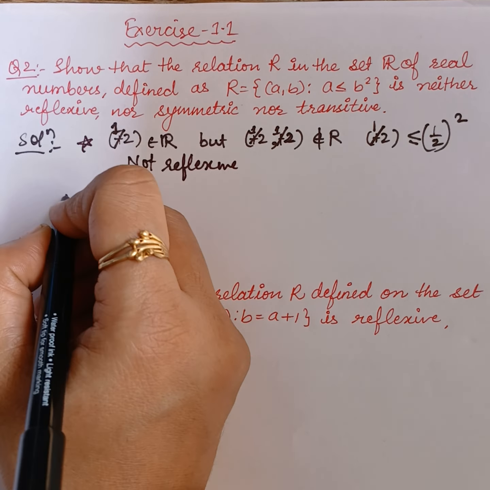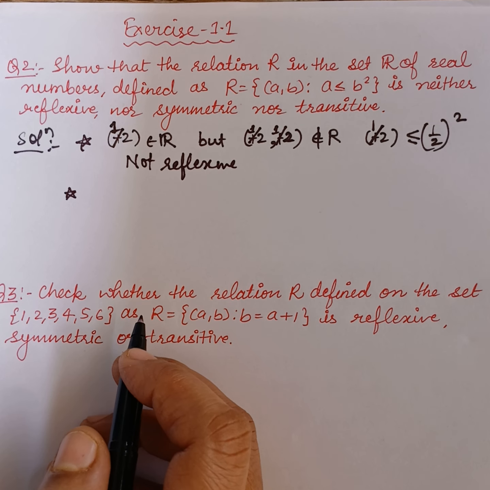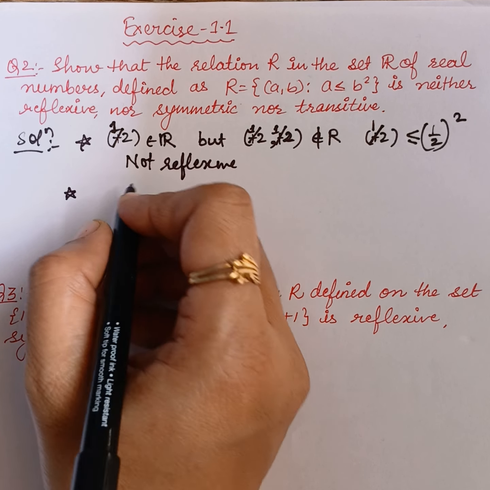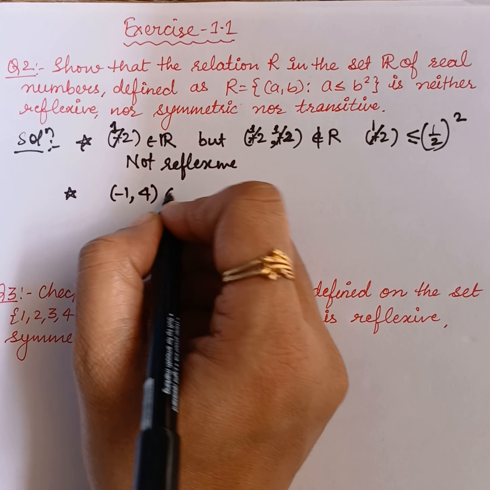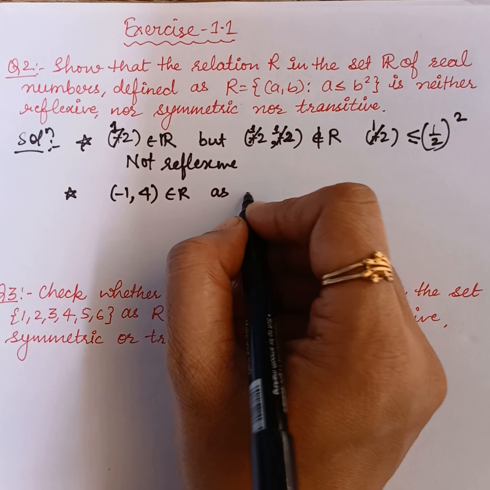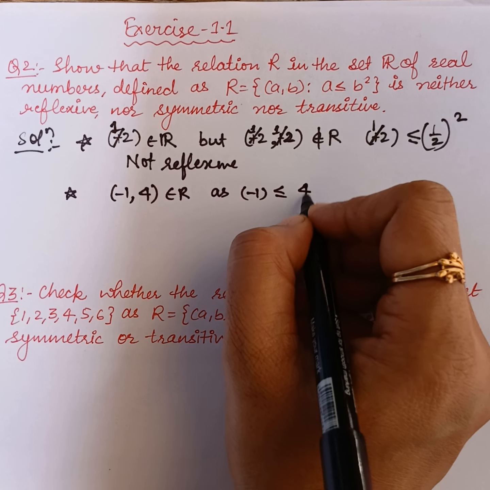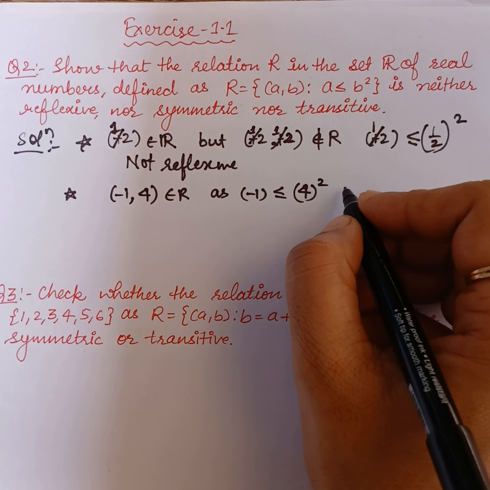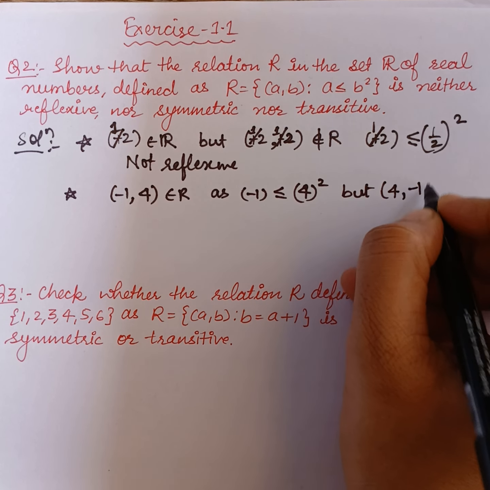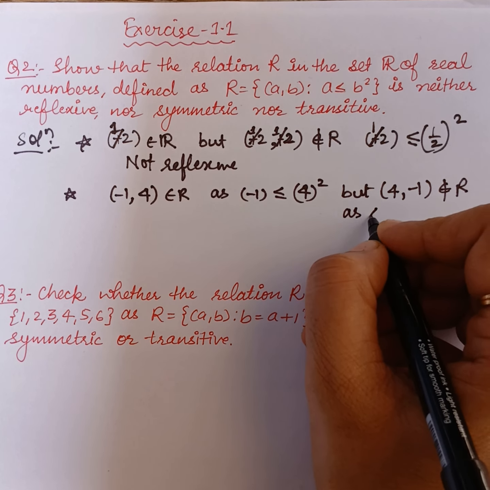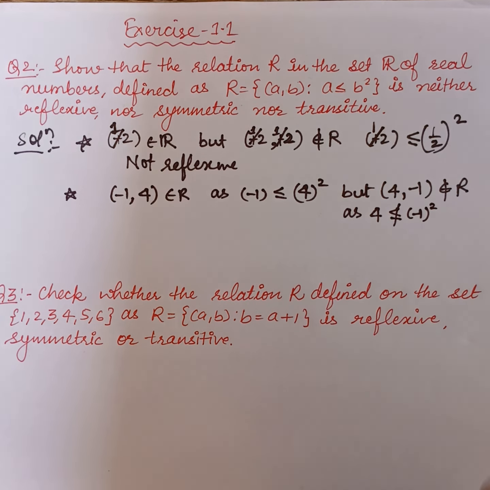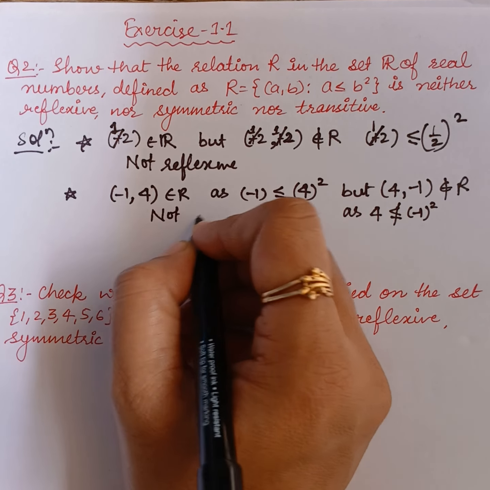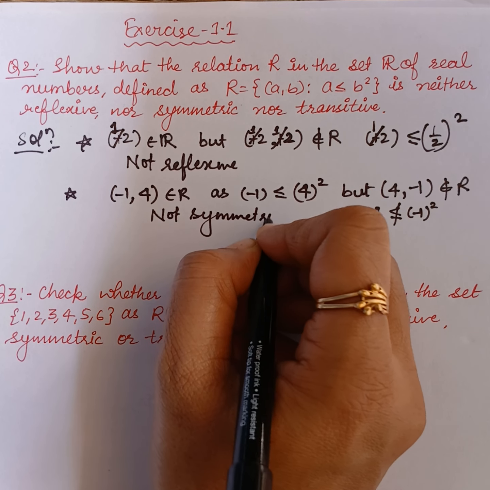Okay, that was for reflexive. Now for symmetric we will check. Here we have (-1, 4) belongs to R. Why is it belonging to R? As -1 is less than or equal to 4². It is satisfying this condition. But (4, -1) doesn't belong to R, as 4 is not less than or equal to (-1)². Yes, it is obvious, 4 is not less than or equal to (-1)². So it is not symmetric. Now the transitive part is a little tricky.